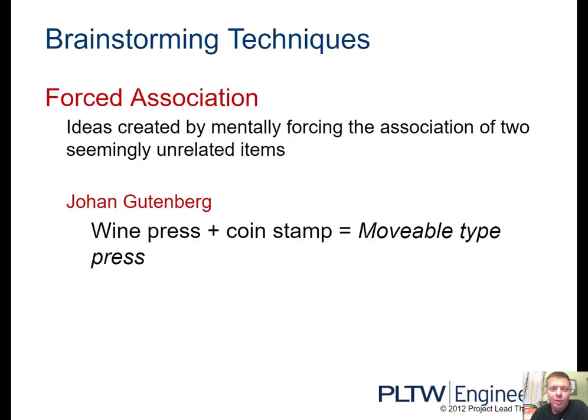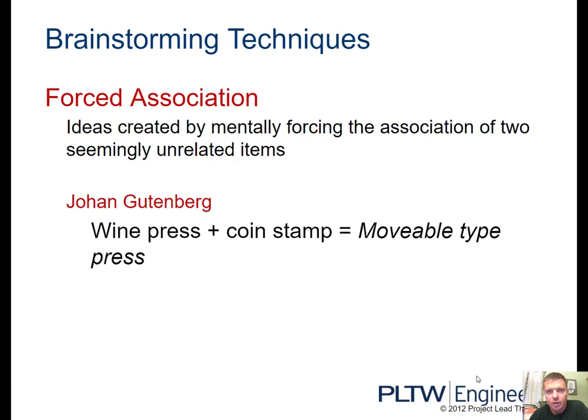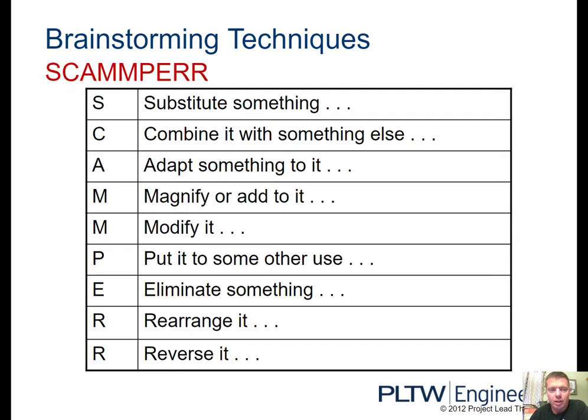You can do forced association, which is basically you have to force some kind of association between two unrelated items. For example, Johann Gutenberg, the wine press, and a coin stamp becomes the movable type press. Okay, so two seemingly unrelated objects became something which has really changed newspapers and things throughout time.